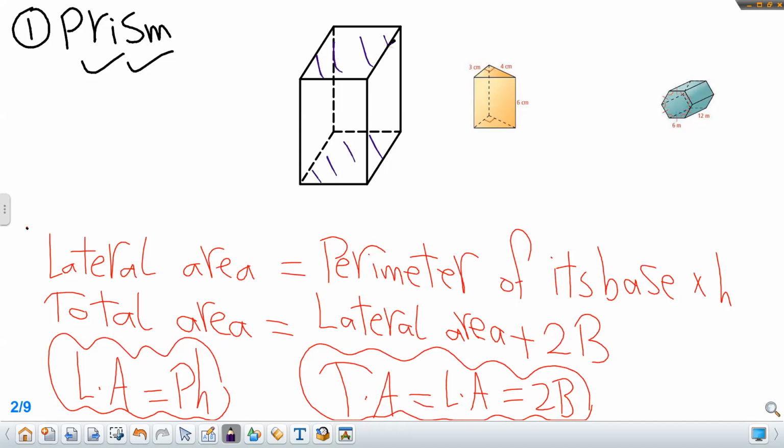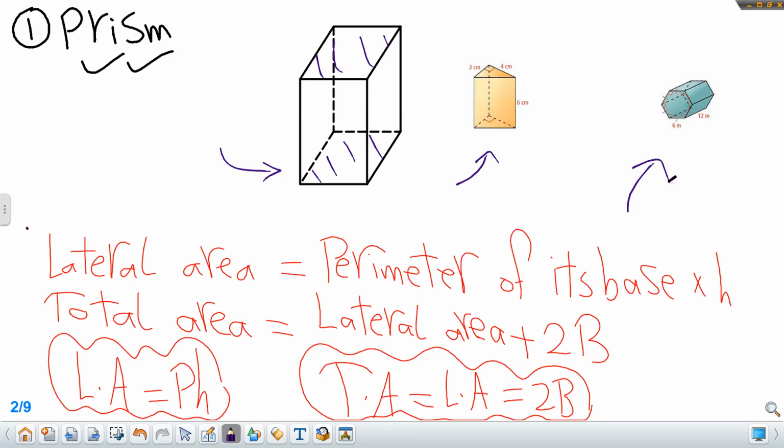And the other faces are lateral faces, and you can name the prism by its base. For example, this prism is a quadrilateral prism because its base is a quadrilateral, but this one is called a triangular prism, and the last one here is a hexagonal prism.